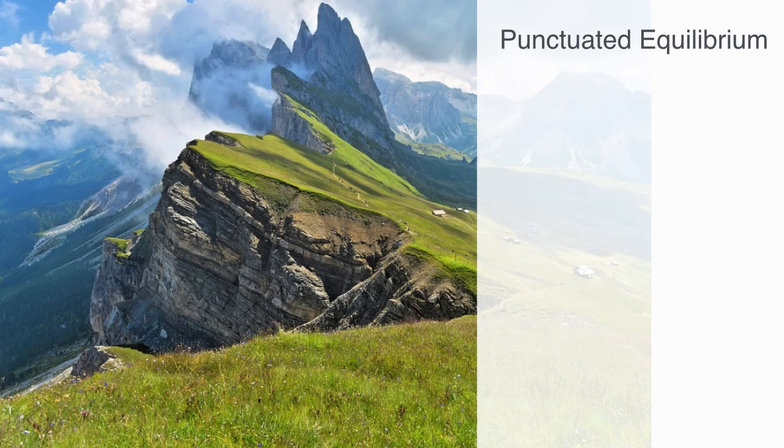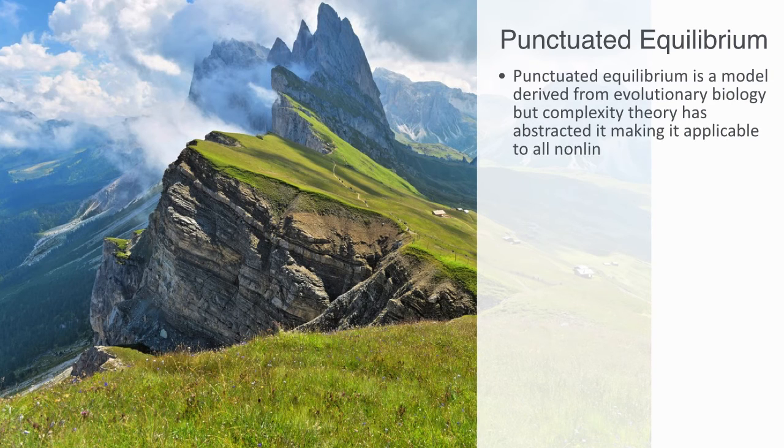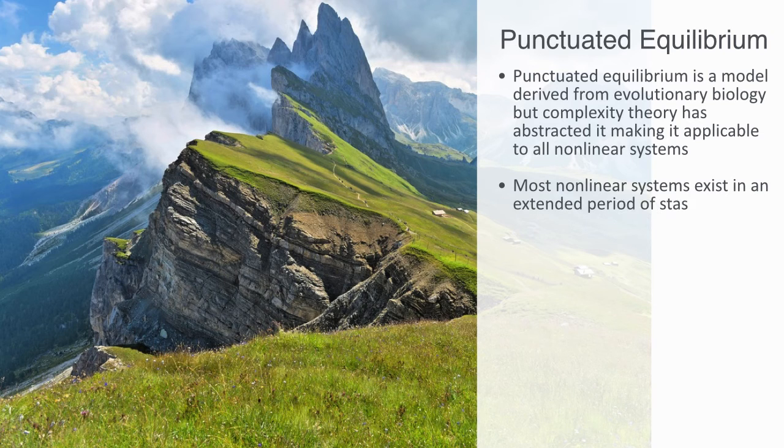Punctuated equilibrium. A combination of positive and negative feedback during a system's development gives us a model to its dynamics called punctuated equilibrium. Punctuated equilibrium is a model first derived from evolutionary biology, but complexity theory has abstracted it, making it applicable to all nonlinear systems such as whole ecologies. This model deals with the dynamics of a complex system, suggesting that most nonlinear systems exist in an extended period of stasis, which are later punctuated by sudden shifts of radical change.